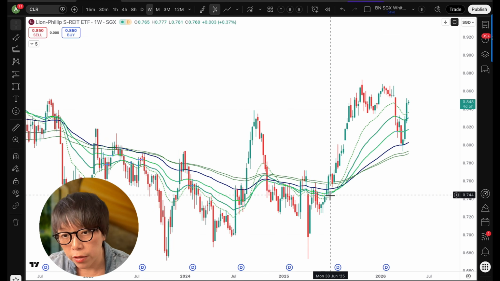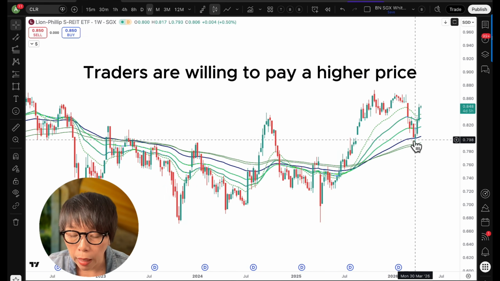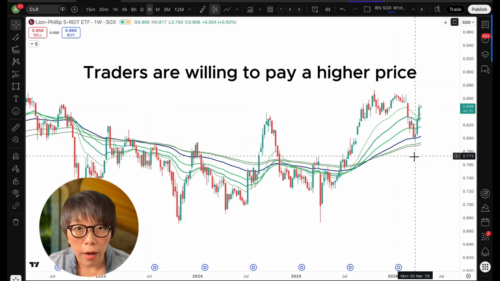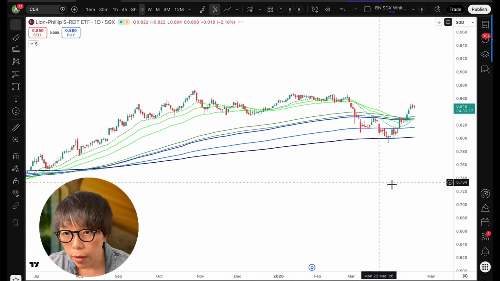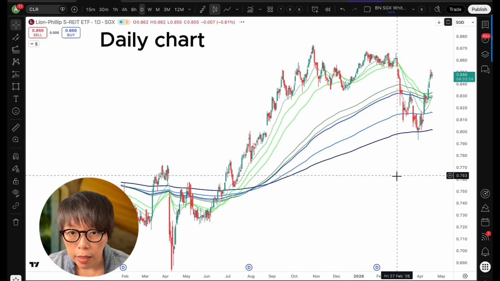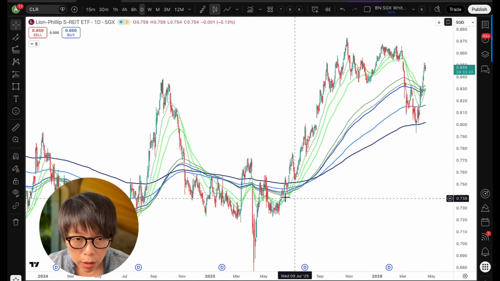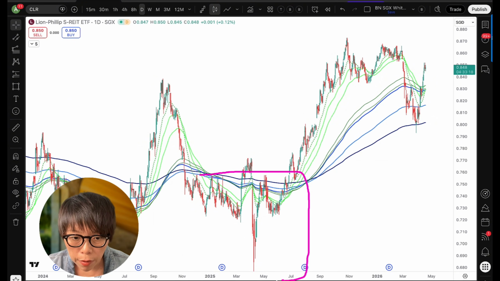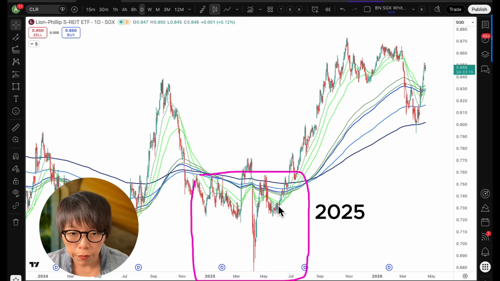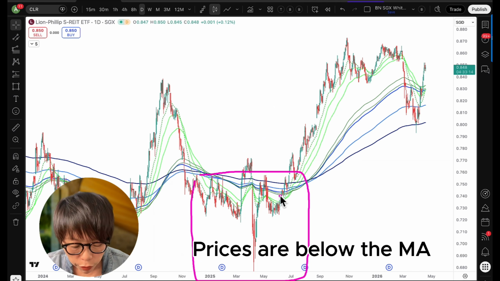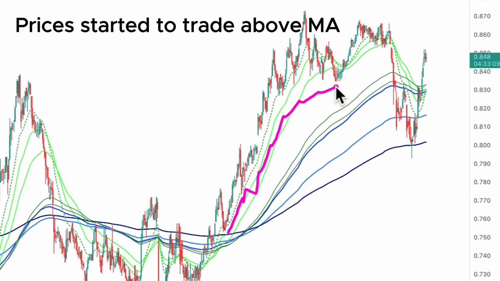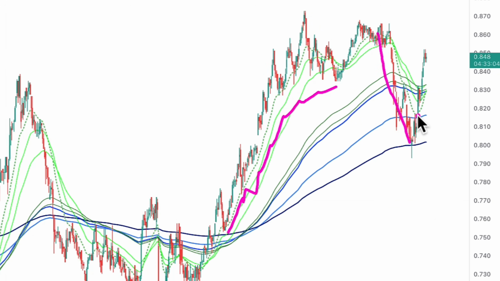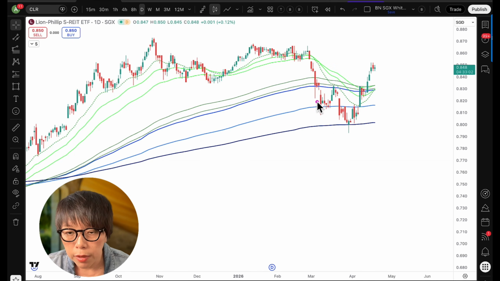That means that investors and traders are willing to pay a higher price on average versus what we've seen in the past. With this, let's take a look at the daily time frame. Again, on visual inspection, for this period here, around the first half of 2025, prices are below the moving averages, and then starting from here, prices start to trade above the moving averages, even with the sharp decline that we've seen here. This is that sharp decline.